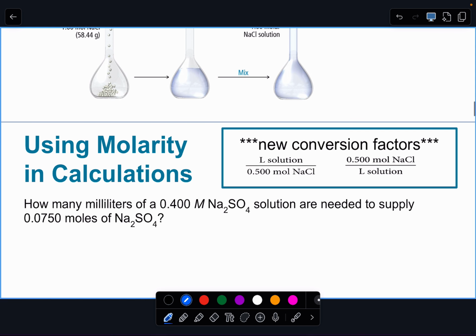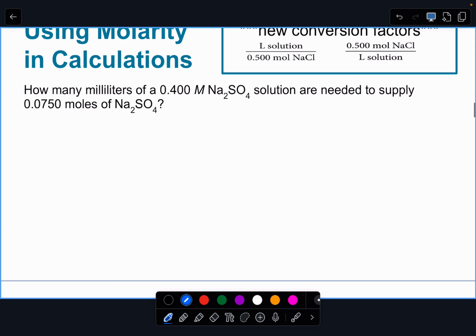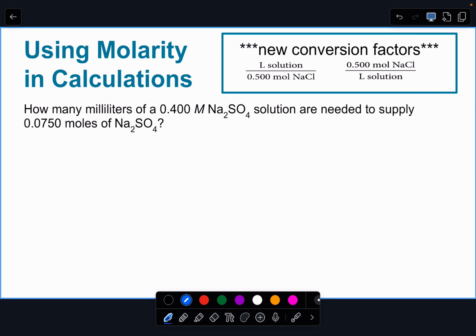All right, so we'll do that in a little while. We'll do a calculation that involves that. So let's pretend that we already have a solution though. You can ignore these ones. Those are just for example. They're not the actual conversion factors we're going to use. I'm just reminding you that if you have a molarity, you can use it as a conversion factor. Why? Because it's a unit over another unit.